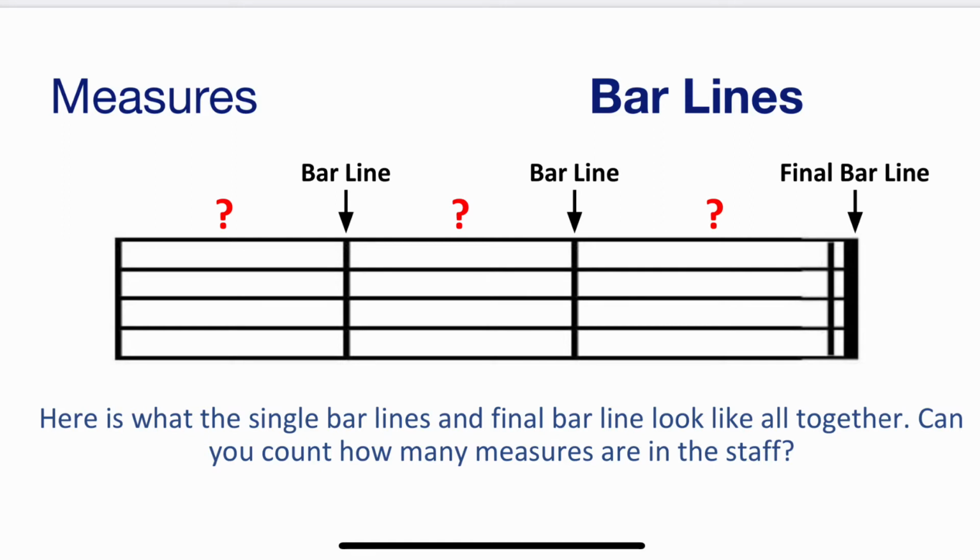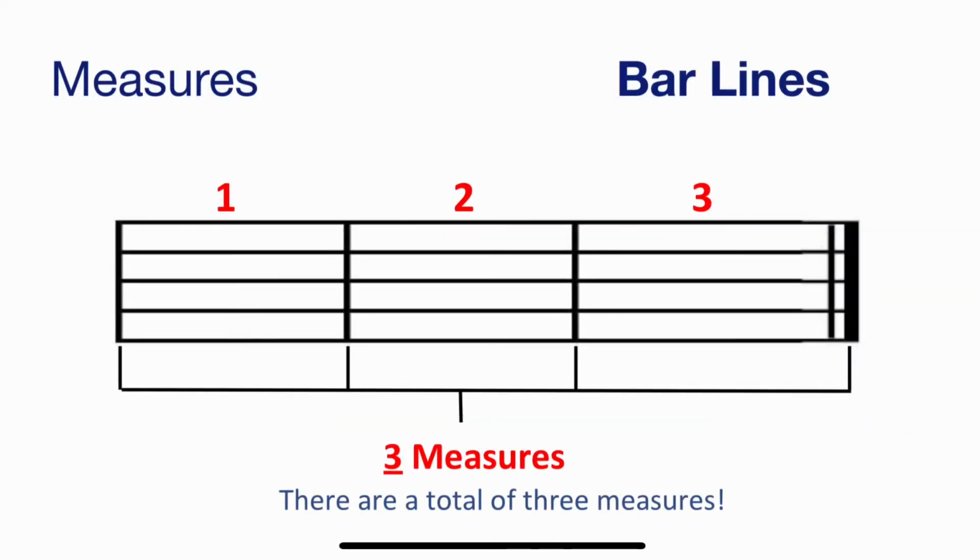On the far left, we have our first space, which is measure 1, and that's divided by 2 single bar lines. Next, we have our second space, which is measure 2, and that is also divided by 2 single bar lines. Finally, we have our third space on the far right, which is measure 3. Measure 3 has a single bar line on the left, and then also has the final bar line to its right.